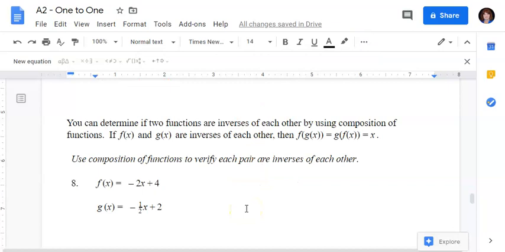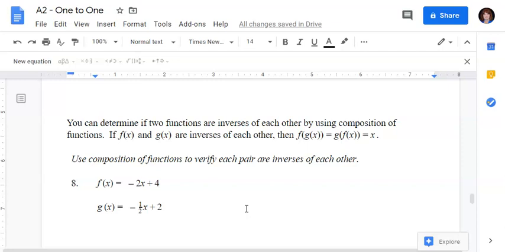Question 8. You can determine if two functions are inverses of each other by using composition of functions. If the functions f and g are inverses of each other, then f of g of x is equal to g of f of x, and both of those would give you the output x.